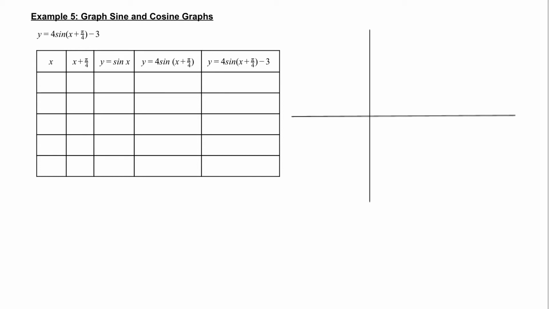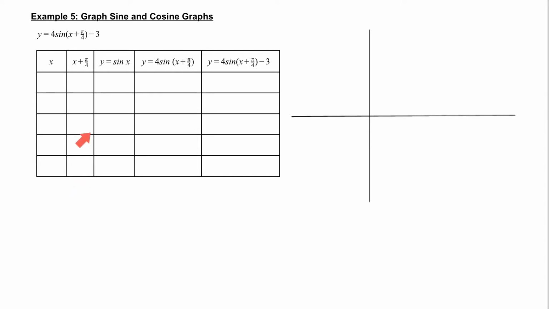In example 5, we're going to graph, and this time we have an amplitude to deal with, we have a shift left, and we have a shift down that we're going to talk about how to do. So just like before in all of them, we're going to start with those 5 key points, and we always do the 5 key points with what's in the parentheses.